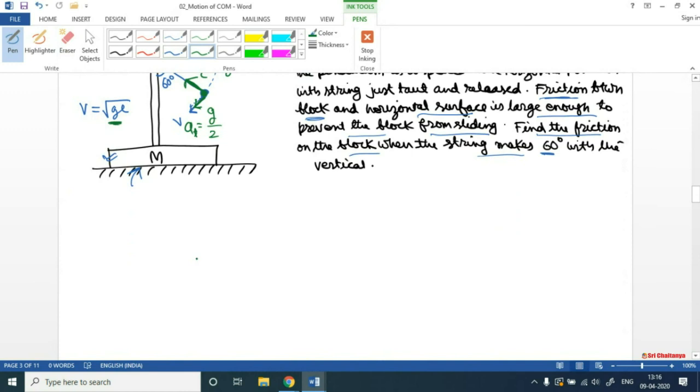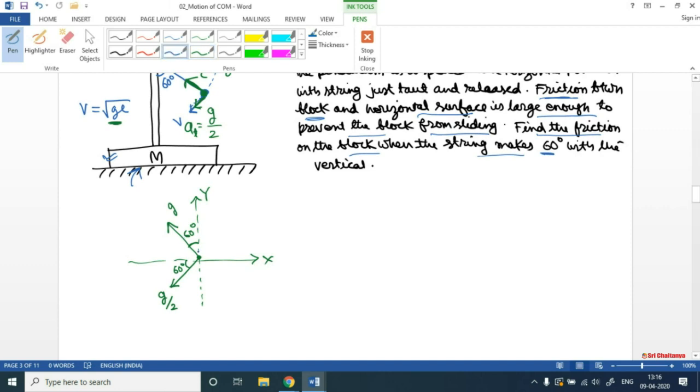So now let's redraw the diagram over here. This is g by 2 in the tangential direction, and in the centripetal direction this is g over here. Let's resolve all these accelerations in mutually perpendicular directions along the x and y axis. This angle here is given to us as 60 degree, so this angle here would be 60 degree as well. So let's resolve them now.